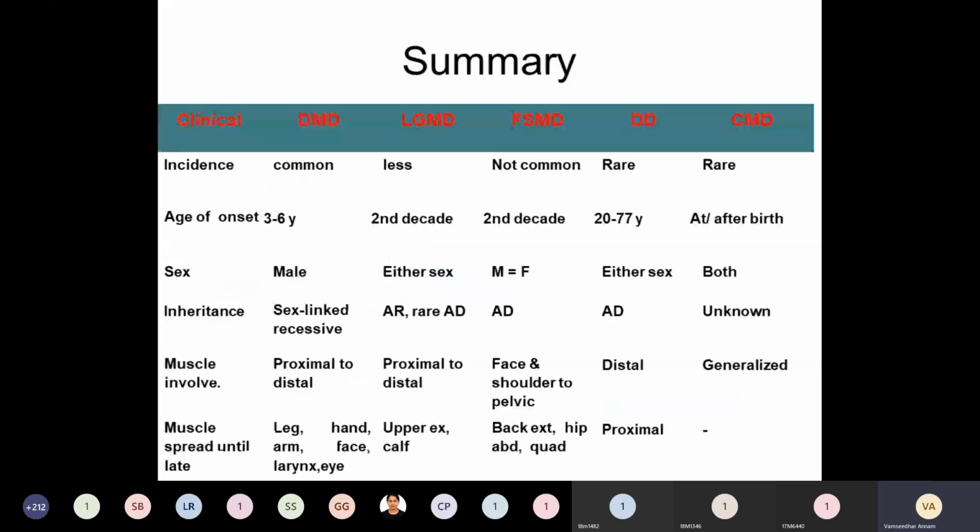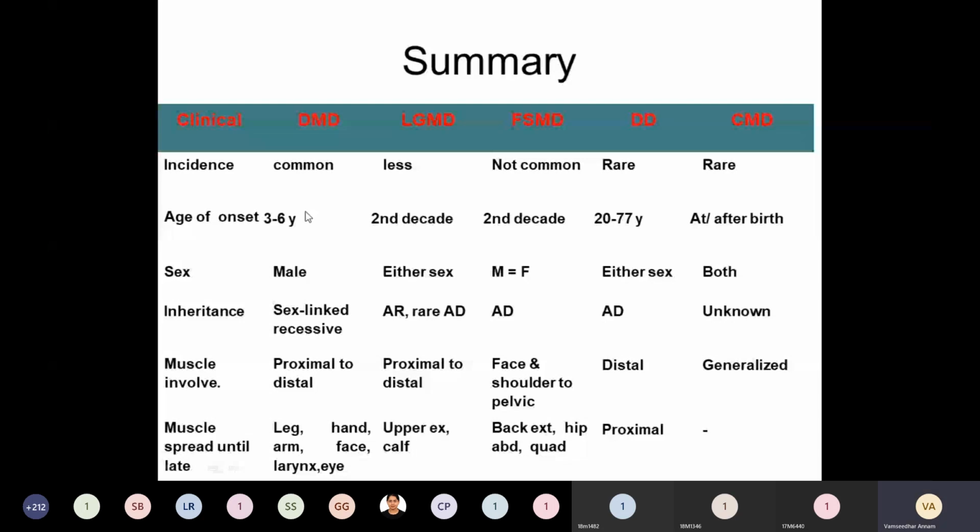So this is a summary of all the muscular dystrophies, but important for you is Duchenne muscular dystrophy. It is sex-linked recessive inheritance, muscle involvement proximal to distal, muscle spread, that is leg, hand, arm, face, larynx. The age group is 3 to 6 years, more commonly seen in males. This is important for your exam.